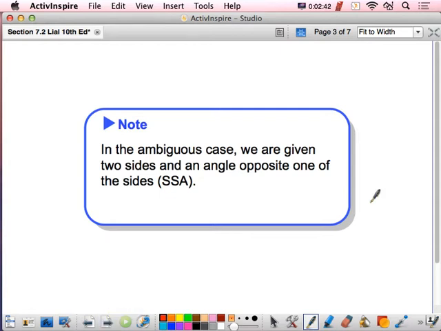One more time, in the ambiguous case, because it's going to be more important than you recognize, you have to remember that you are given two sides and an angle opposite one of those sides, but not the angle in between. Side-angle-side is a law of cosines problem, and we'll talk about that in section 7.3.